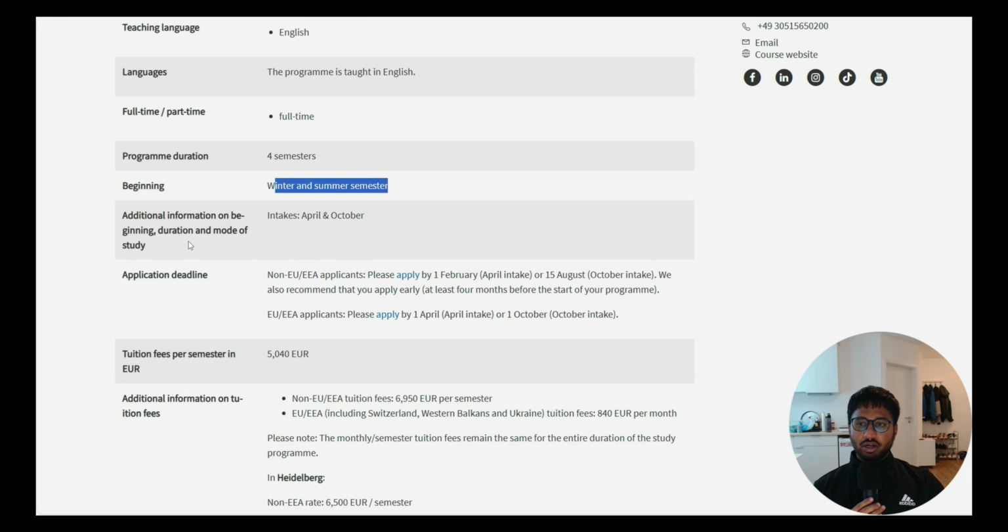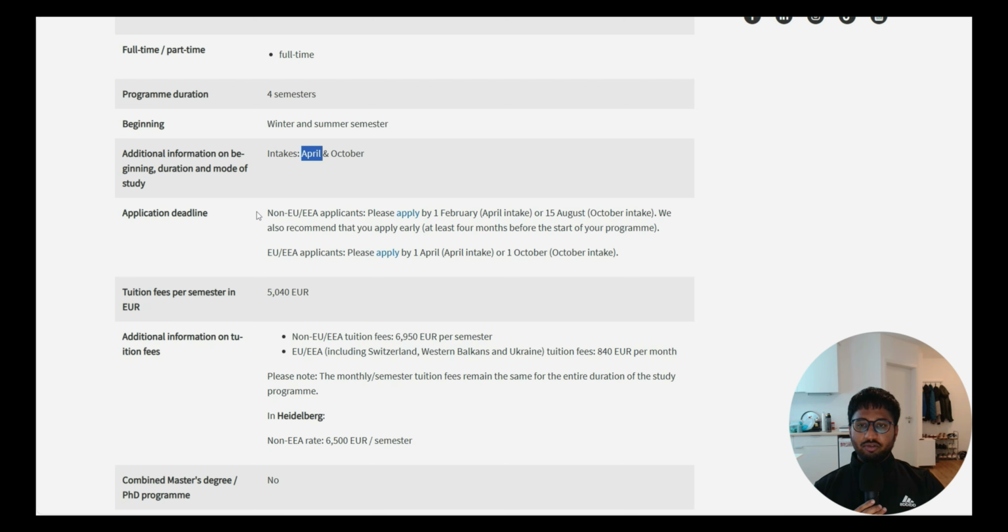Additional information on the mode of study and when it begins: usually the winter semester starts in October and the summer semester starts in April. This is common in all universities. The application deadline for non-EU applicants is 1st February, or August 15th for the October intake. Now we have missed the October intake, which is winter semester 2025. We are open for 1st February, which is the April intake, the summer semester. Then I will show you how to apply, how we will use this application link, and where to apply.